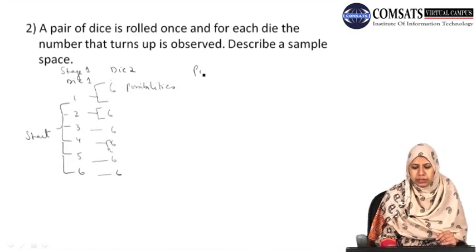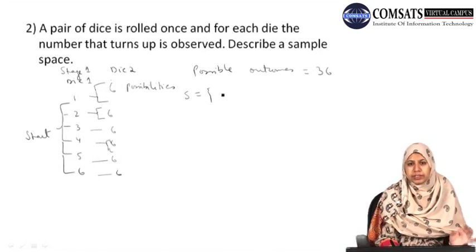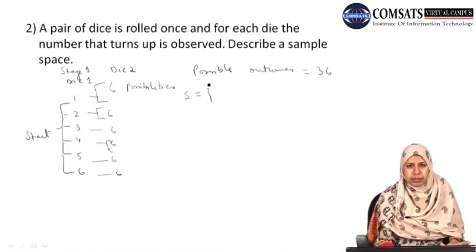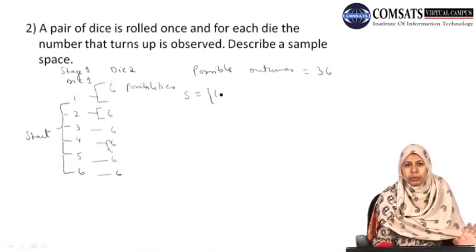So our possible outcomes are 6 plus 6, up to 6 times. So our possible outcomes are 36, which means that our sample space will have 36 sample points. And how will we write these sample points? In the form of ordered pairs, because we have a pair of dice.